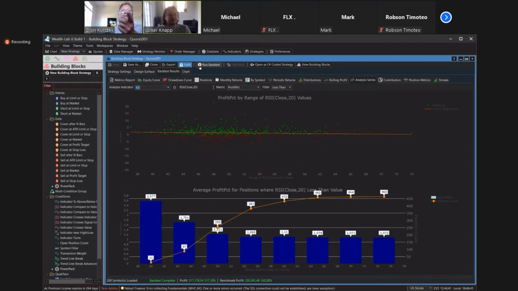For example, what you're seeing here, this analysis series tab, is a visualizer that doesn't even come with Wealth Lab. It's in our Power Pack extension. So it's an example of a new visualizer that was added after the fact.